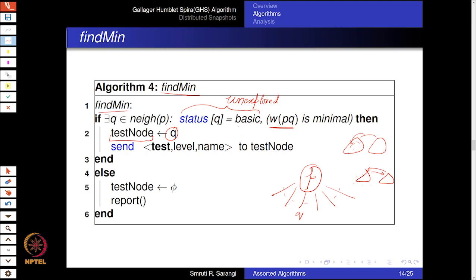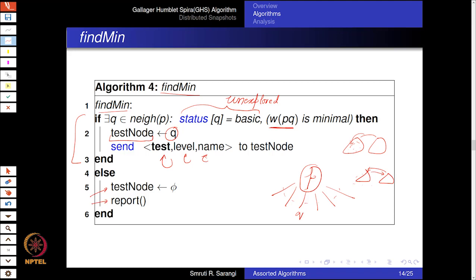So every node will scan all of its neighbors whose status is basic, find the minimum one, and try to see if a connection can be initiated with it. So it'll do a test. It will send a test message indicating its level and its name. Name, of course, is the name of the fragment that it belongs to, test node. Test node in this case is Q. If of course such a Q is not found, then it will set test node to null and report this fact that look, I didn't find anything.